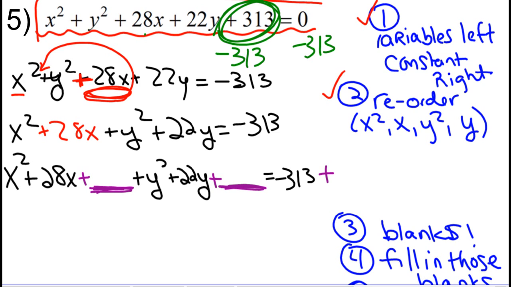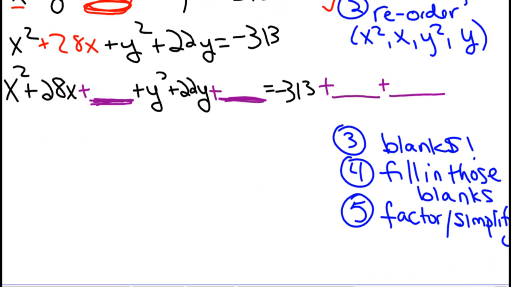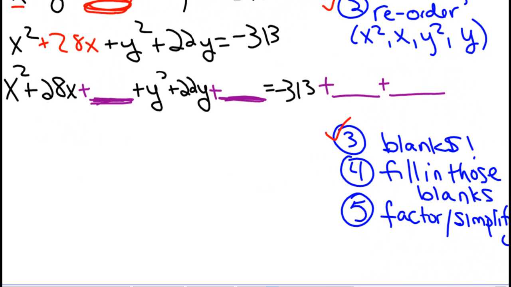Whatever I do on the left, as far as adding or subtracting, I have to do on the right. So I've got 2 blanks there. So step 3, done. Okay. Step 4, I have to fill in those blanks. And here's what's going to happen.